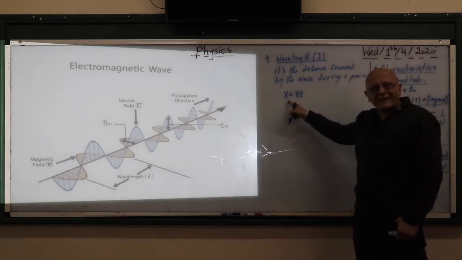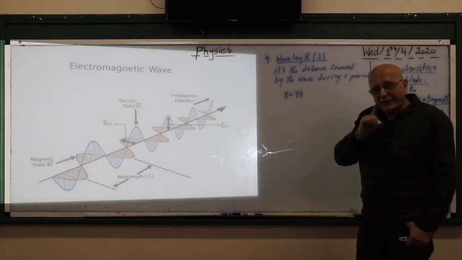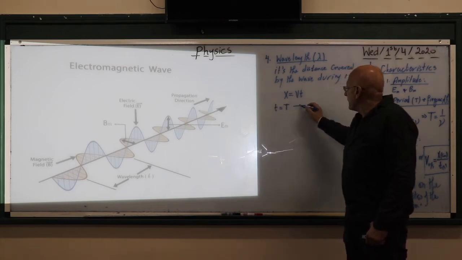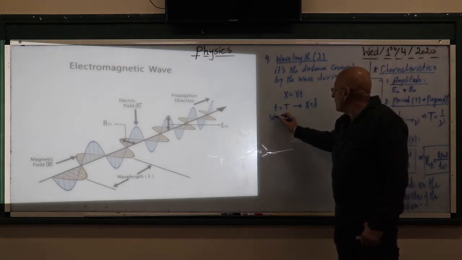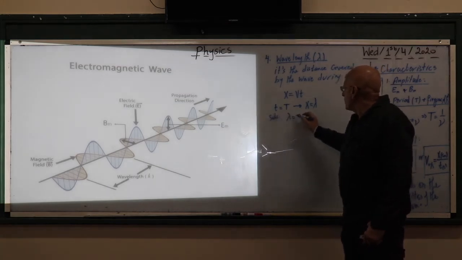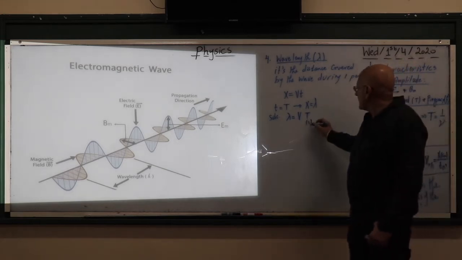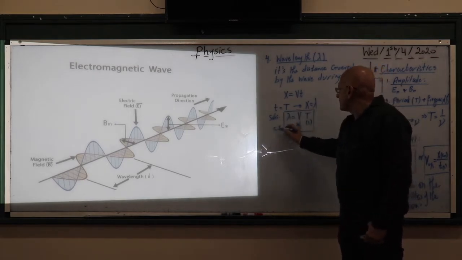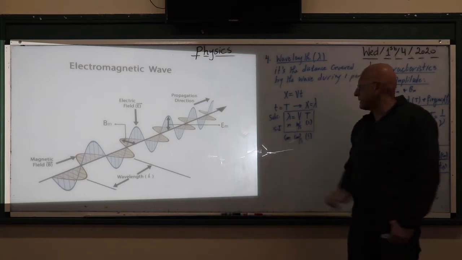Here, x is the distance covered during any time t. Now, if I take a specific time, which is the period, then the distance covered will be lambda. So substitute, you get lambda equals Vt. In the SI system, t is in seconds, V is in meters per second, and lambda is in meters. But sometimes we use centimeters, with V in centimeters per second.